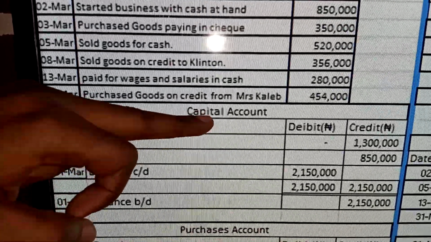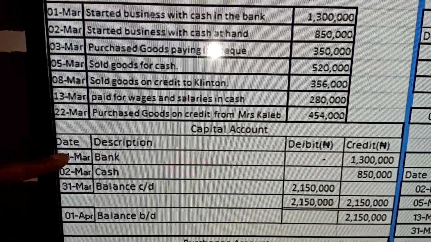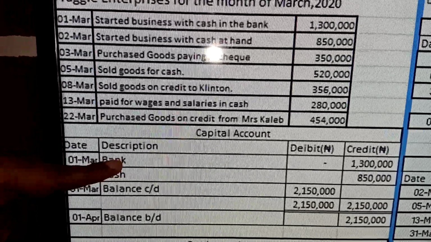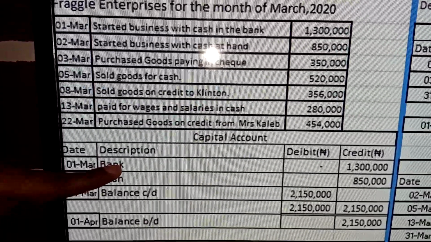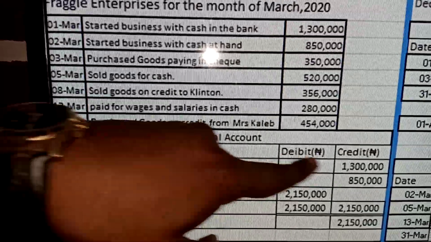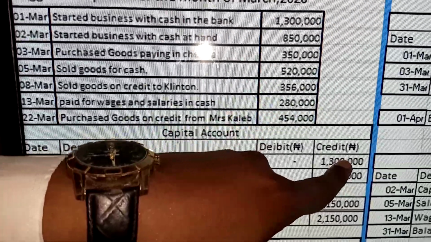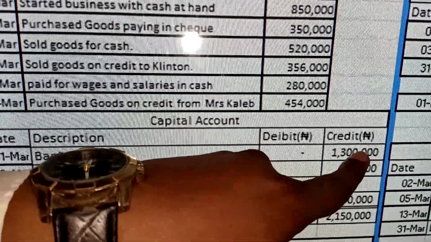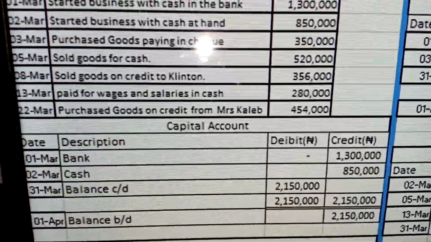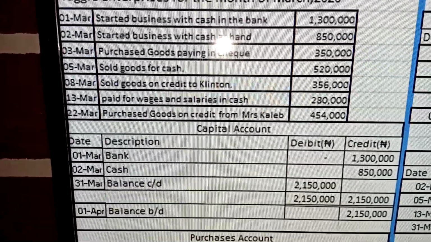So here we have capital account. 1st of March. Description here says bank, because the money is paid into bank. Remember, capital is a liability, it is increasing. So we credit. That's the first entry. Double entry says every credit entry must have a corresponding debit entry. Now that we have credited capital, we must debit bank. So we have our bank account here.